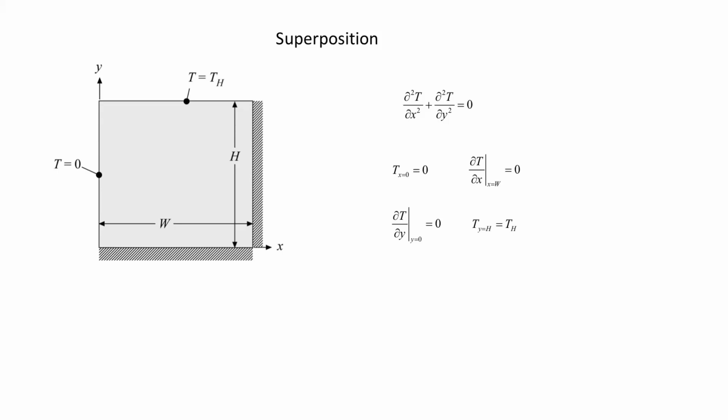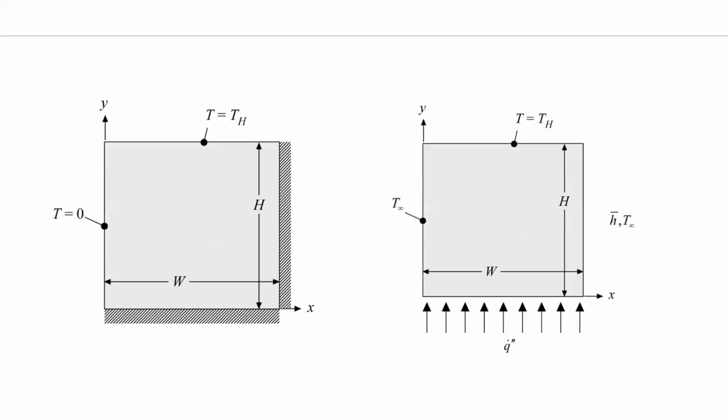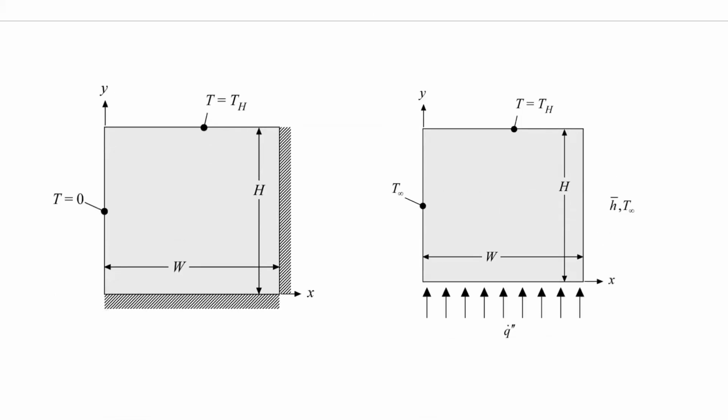So first, we're going to look at this problem. Here's our problem on the left. This is what we did last time. Today, what we're going to start with is this problem on the right. Note instead of T0, we have T infinity. On the right-hand side, we have a convection condition. We have flux on the bottom and temperature on the top. And none of those things are 0.